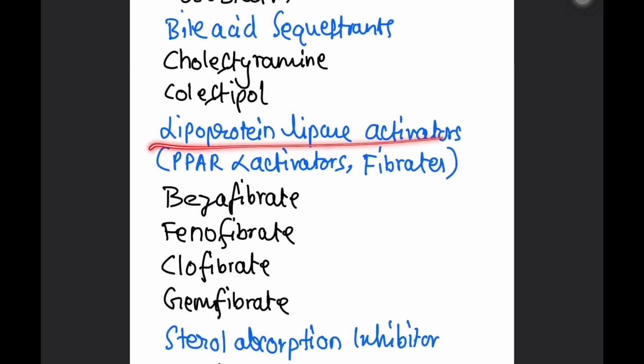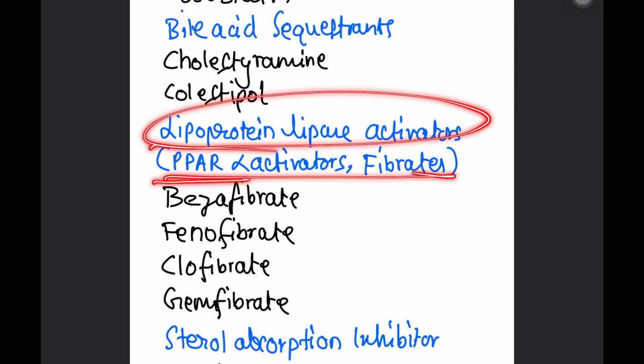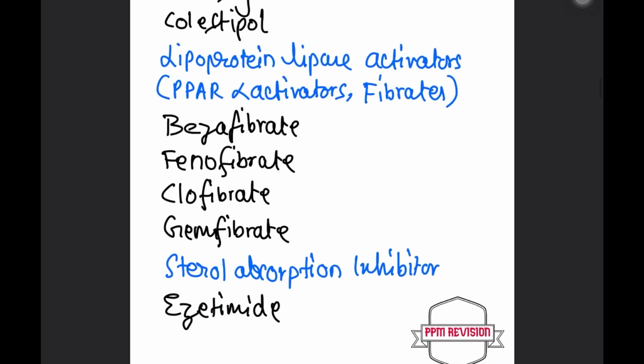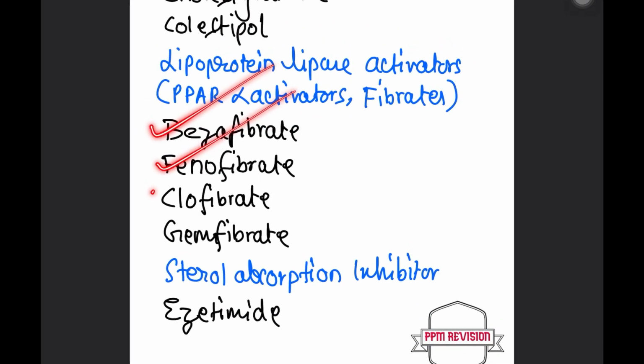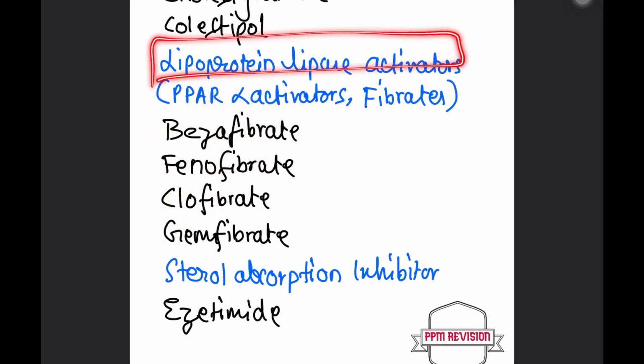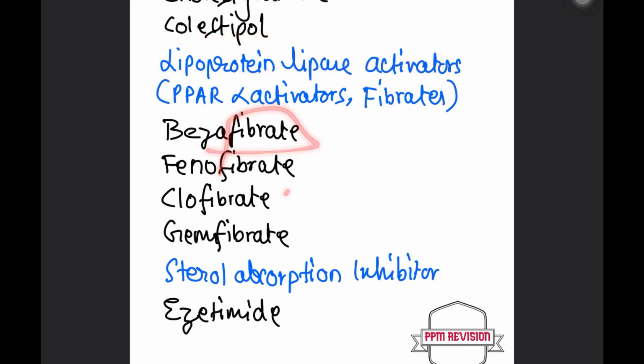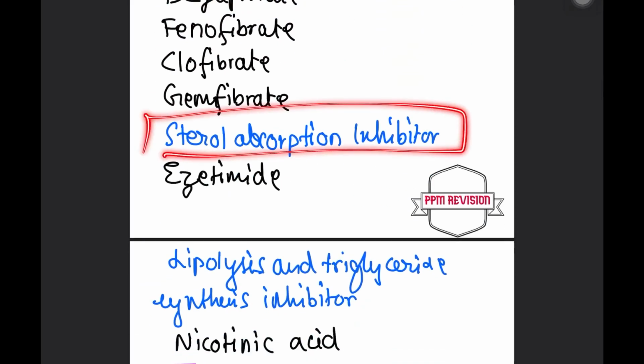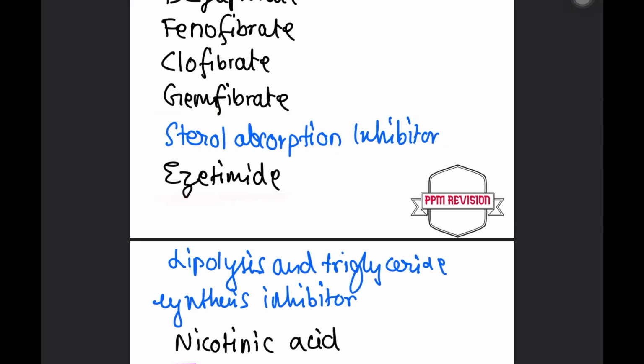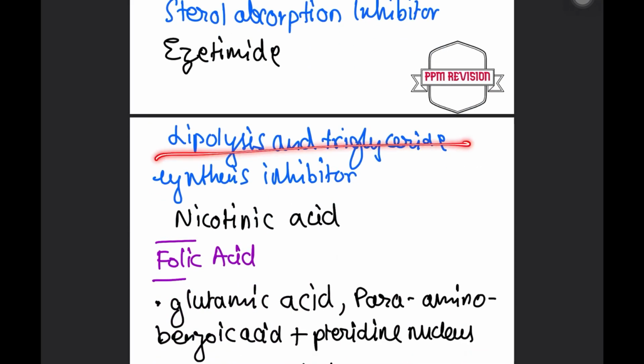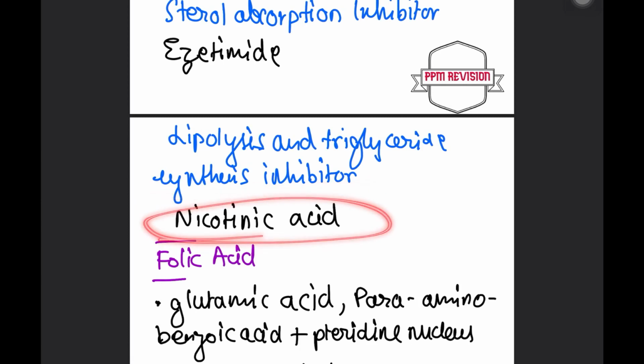Then moving on to lipoprotein lipase activators, you have bezafibrate, fenofibrate, clofibrate, and gemfibrozil. So you have all the fibrates here. So it's nothing but lipoprotein lipase activators. Then moving on to sterol absorption inhibitors, there's ezetimibe. And moving on to lipolysis and triglyceride synthesis inhibitor, there's nicotinic acid.